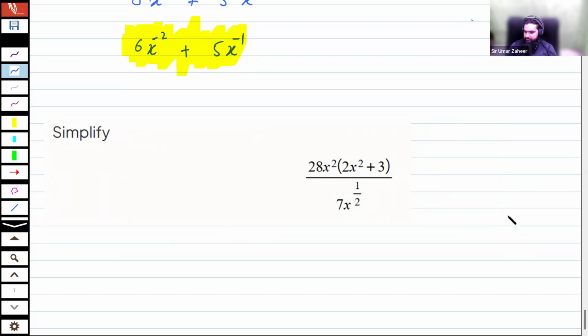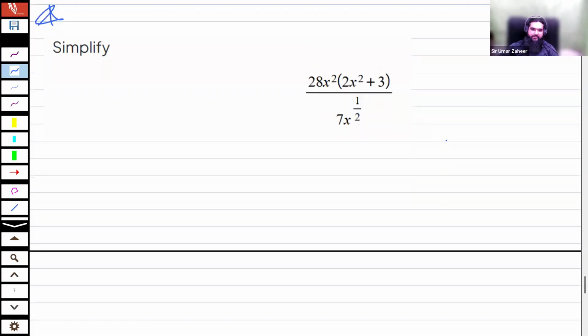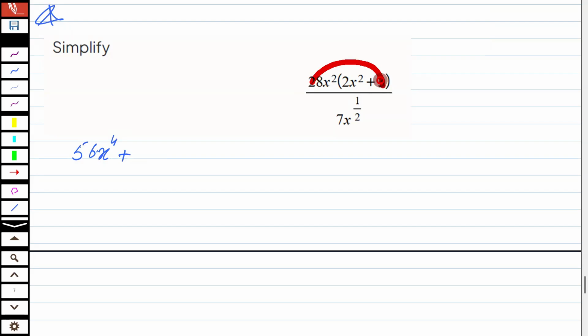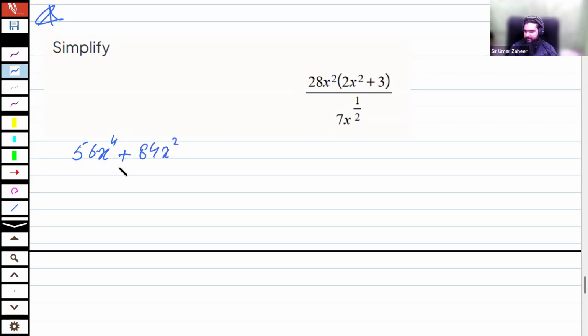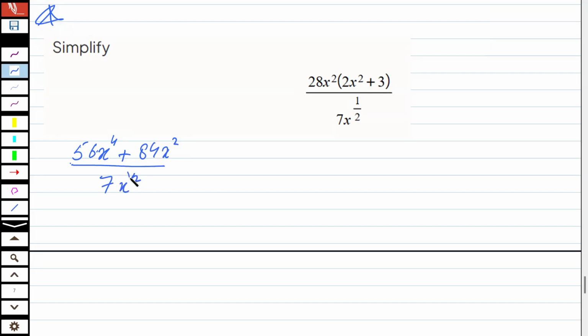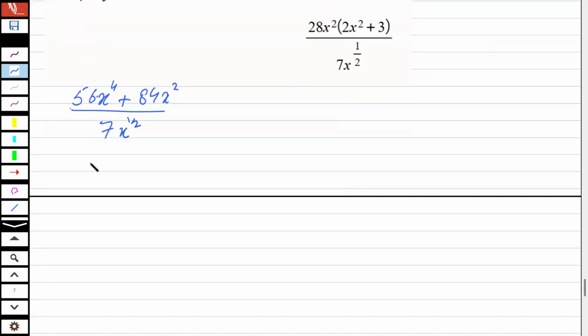Okay, let's do this one. Now we have to simplify them: 28x squared times 2x squared plus 3, divided by 7x raised to power 1 by 2. How can we simplify them? First, we open the bracket: 28 multiplied by 2x squared, and the powers of x will be added. So 28 multiplied by 2 will be 56 x to the power 4, plus 3 times 28, which is 84 x squared, all divided by 7x raised to power 1 over 2. Then we separate the fraction into two parts.